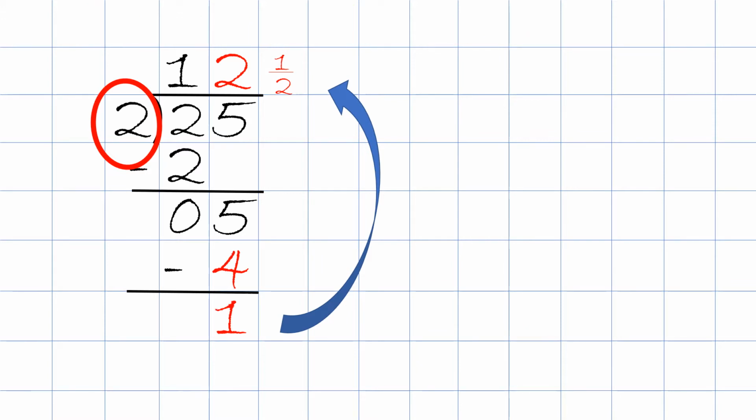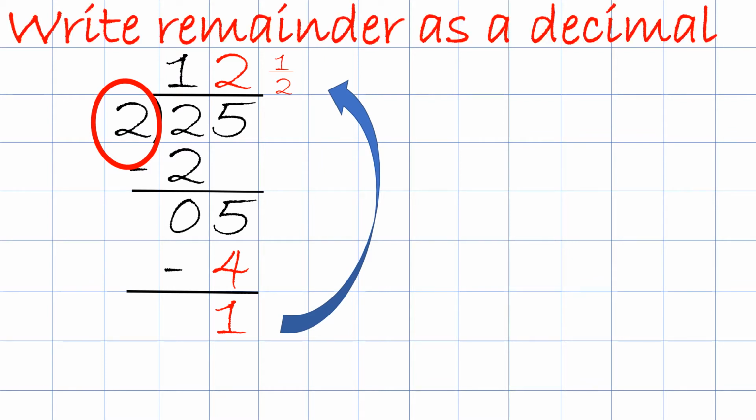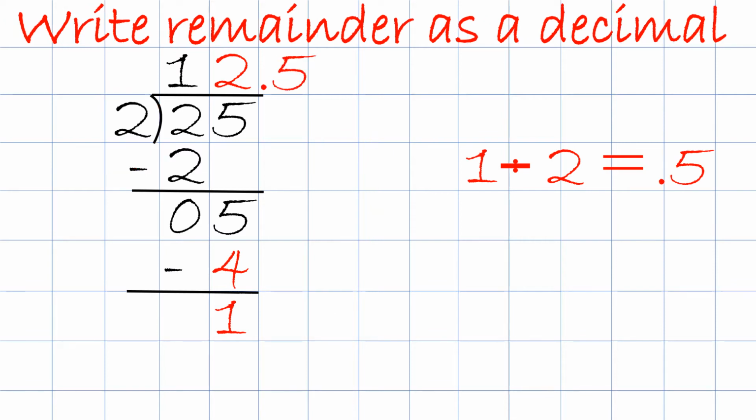Now, sometimes the assignment may say write the remainder as a decimal. So once again, we take that fraction, one half, and what we do is we take the top number divided by the bottom number. So 1 divided by 2 will equal 0.5. And so we'll just write the answer as 12.5.